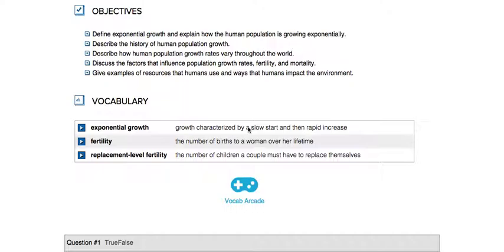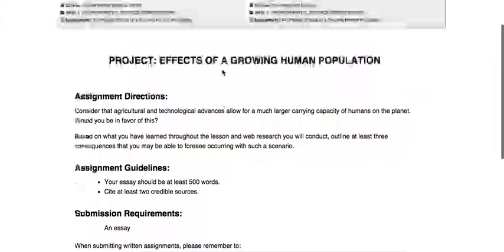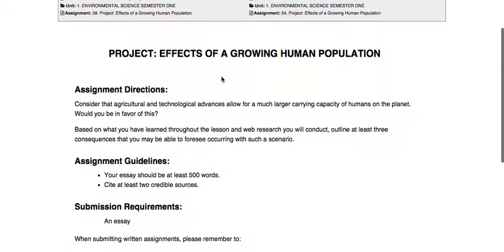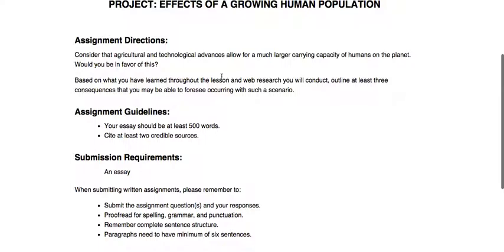So that leads us really into the project here. This project asks you to consider that those agricultural and technical advances allow for a larger carrying capacity of humans on the planet. The question is personally, would you be in favor of this? Based on what you've read in the lesson, and I'm going to show you a website that I want you to view and research, I want you to think about and craft three consequences that you may be able to foresee occurring with this scenario.